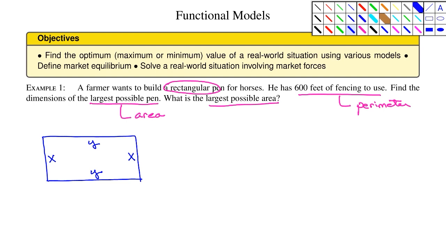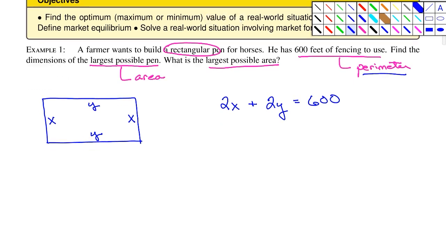And then I'm going to write out the information about my perimeter. Now, you don't necessarily need to know the perimeter formula for a rectangle. If you do, that's fine. It's great. But here you just add everything up. You got 2 X's and you got 2 Y's. So it's 2X plus 2Y, and that's equal to 600. All right, let's leave that alone for a second.